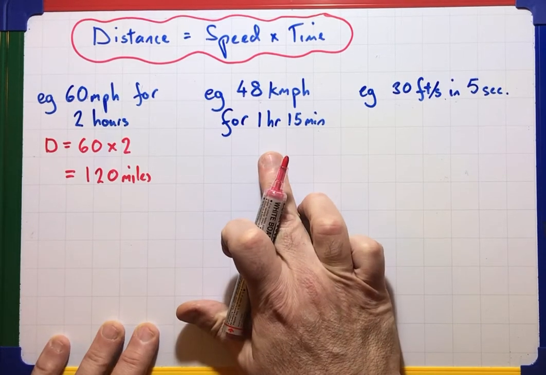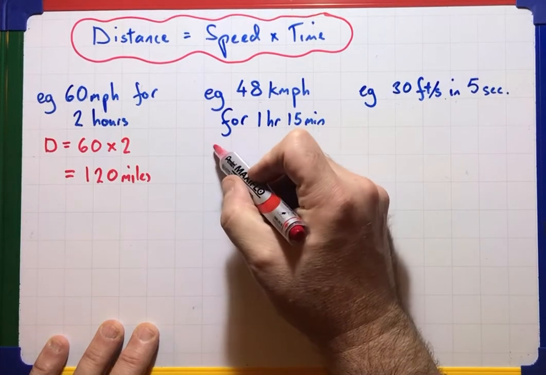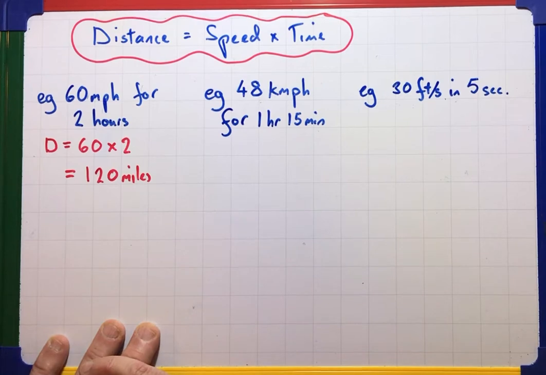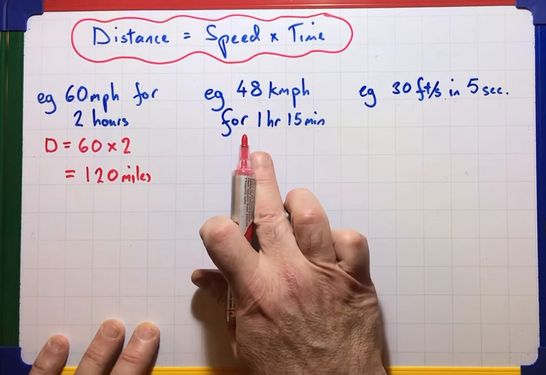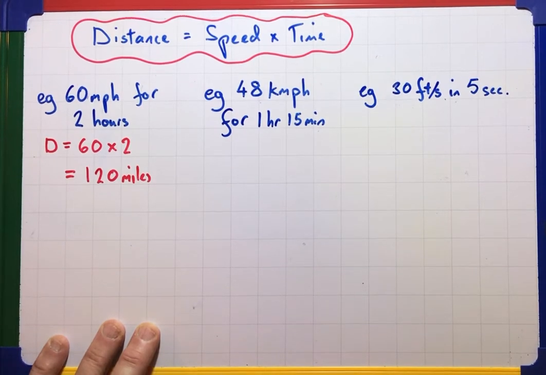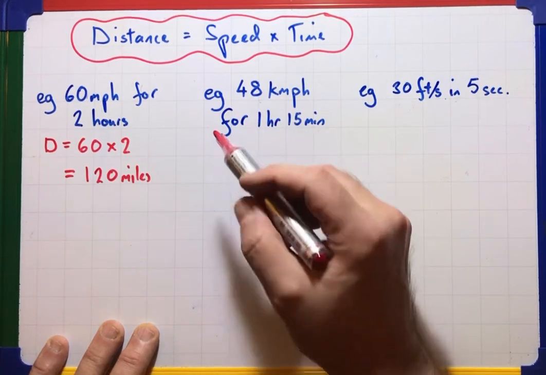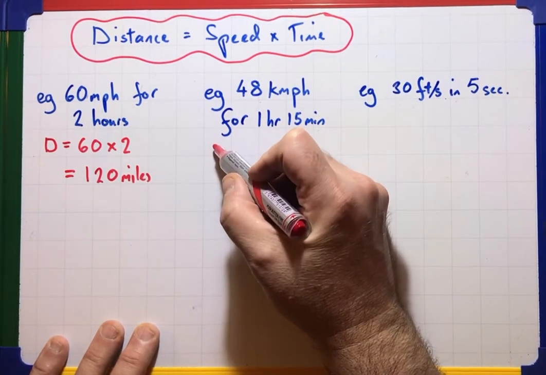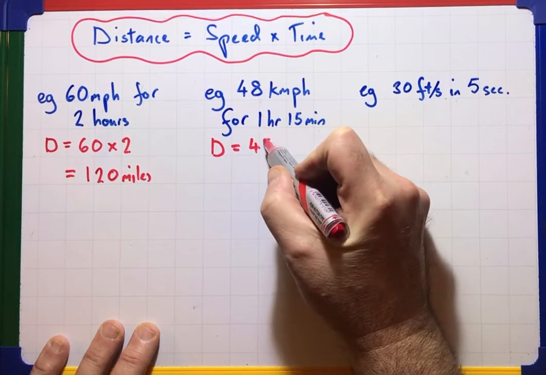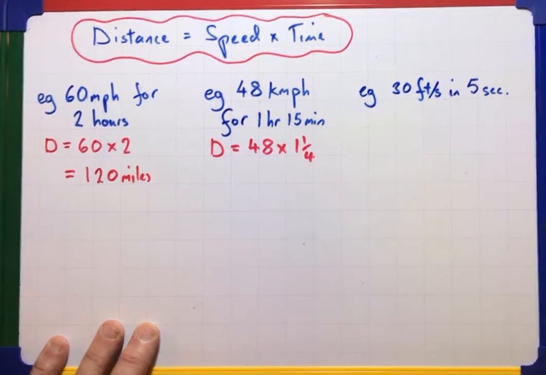This second example we're having a look at, okay, fine, the speed is 48 kilometers per hour, but we've got that the time is 1 hour and 15 minutes. But if you remember, 15 minutes is a quarter of an hour. So what I could do with that one is that I know that my distance is going to be 48 times 1 1/4, isn't it?